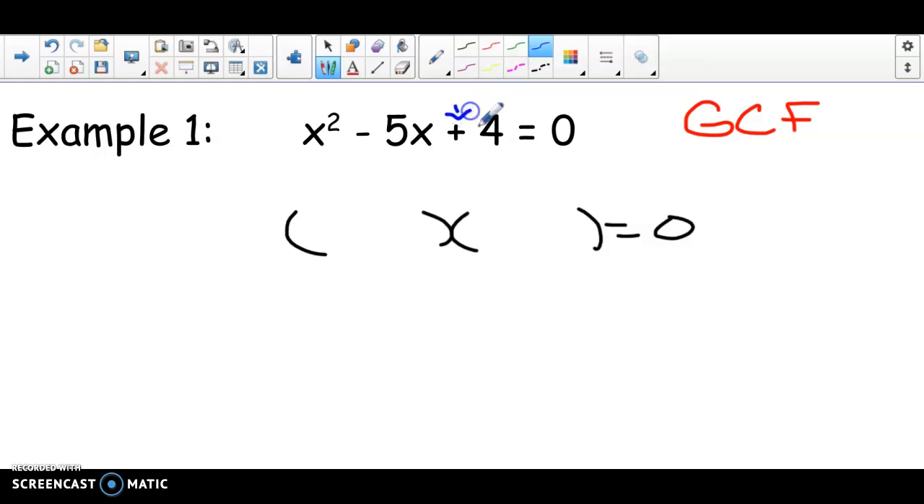Remember, if this sign is plus, the only way we can get a plus is if we have two positive answers or two negative answers. So that means the signs in our parentheses are going to be the same. So they're going to be whatever this first sign is. So that's going to be a negative. The only factors of x squared are x and x. Now, what can we multiply to get 4 that when we add those same numbers, we get 5? Our answers are 1 and 4.